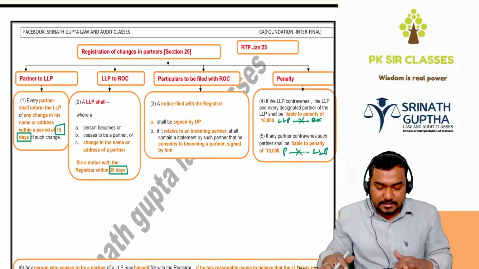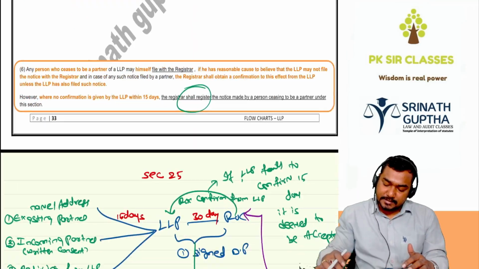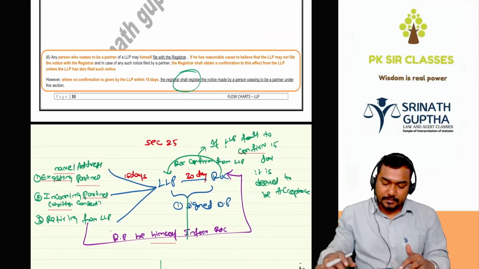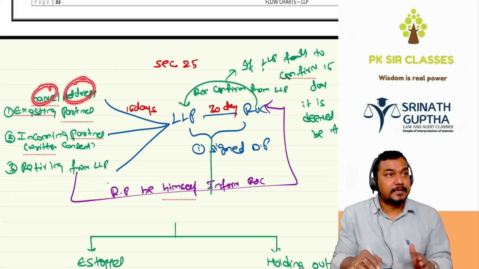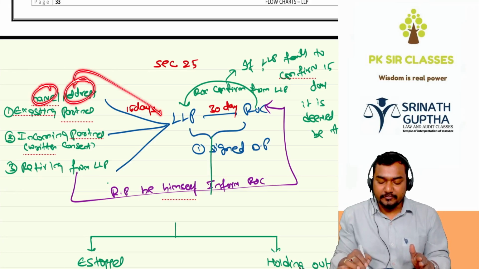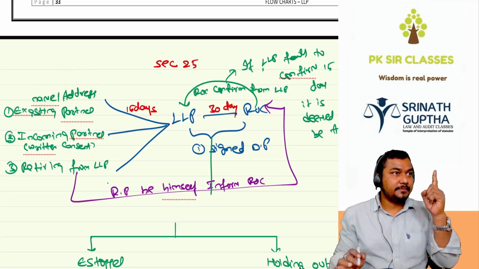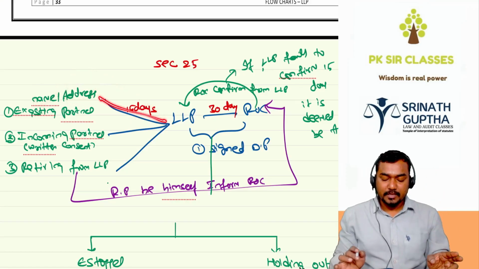Registration of changes in the partners. Listen, beta. If a partner is changing his name or changing his address, we have to inform the LLP within 15 days. Partner changing his name, changing his address, inform the LLP within the 15 days.